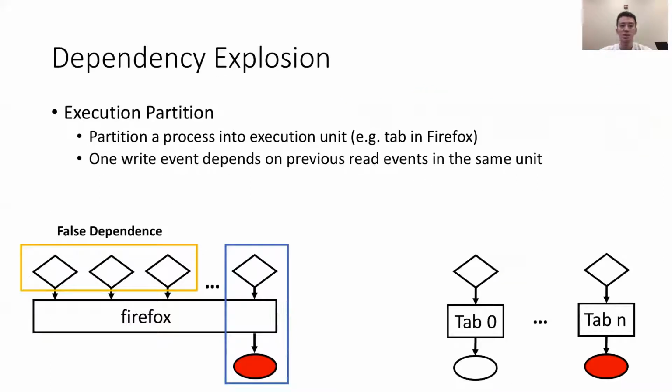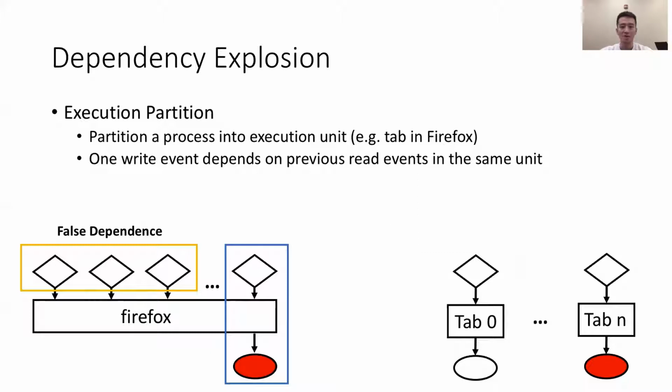To solve the dependency explosion problem, the concept of execution partitioning was proposed. The basic idea is to partition one process into multiple execution units. Events within one unit are causally related, and events across units are considered independent by default.